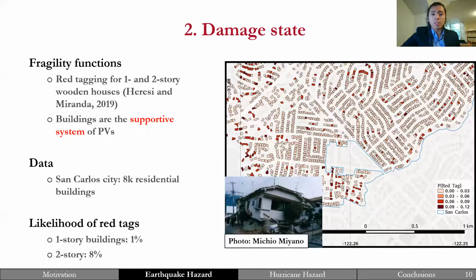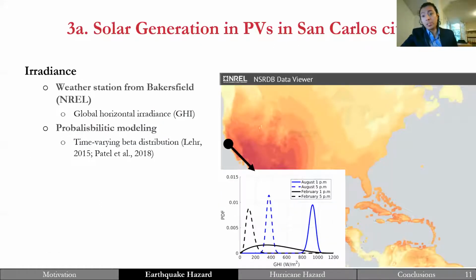So then we move to that third part of the analysis, which is subdivided into two parts: the demand and the supply. For the supply, for generation, how much you can generate after an earthquake. First, we measure generation or weather irradiance, and we focus on global horizontal irradiance. And we took those records from the Bakersfield Weather Station. And you can see here the dot in California on the map.